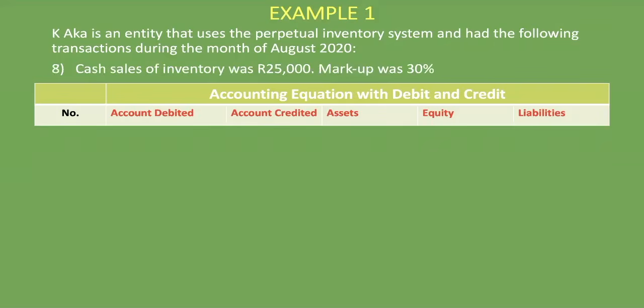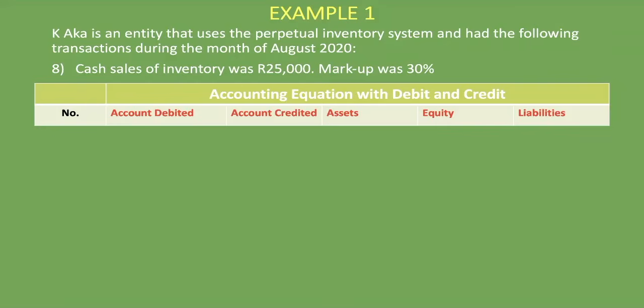Let's move on to the eighth one. We are told that the cash sales of inventory was 25,000 rand. Markup was 30%. So we are given more information here, but we know whenever we sell inventory, we have two transactions that we'll record. First is for the sales, and the second one is for the cost of sales.